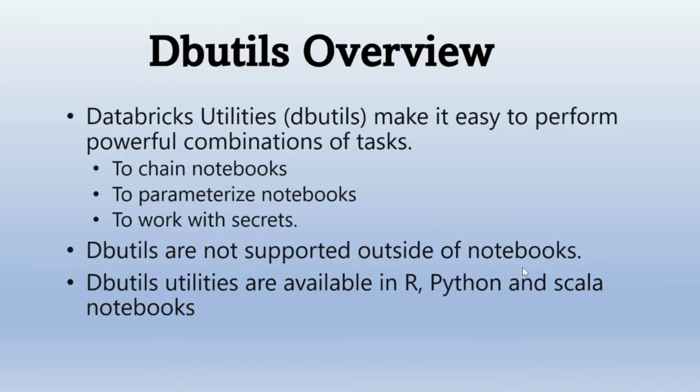Databricks utilities is a set of utilities provided by Databricks to perform some common tasks. For example, you can use dbutils commands to chain notebooks, parameterize your notebooks, or work with your secrets. You need to keep in mind that dbutils are only supported in notebooks. It will not work outside of the notebooks. And dbutils are available in three languages: R, Python, and Scala. It doesn't work with SQL.